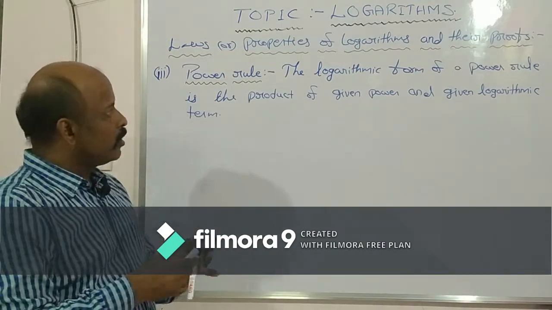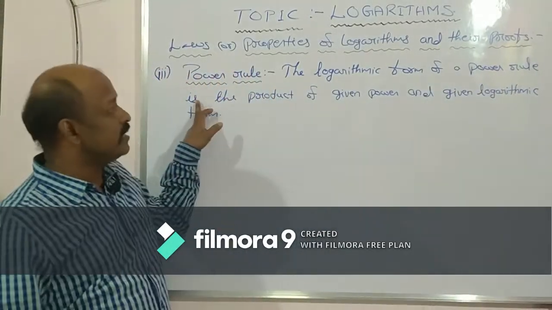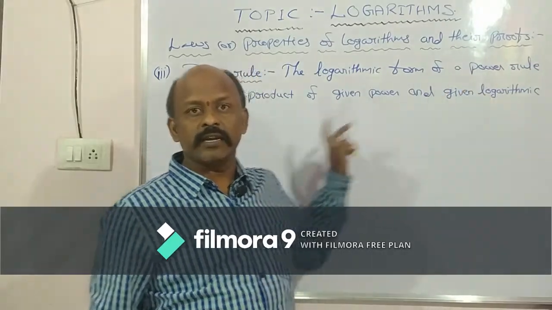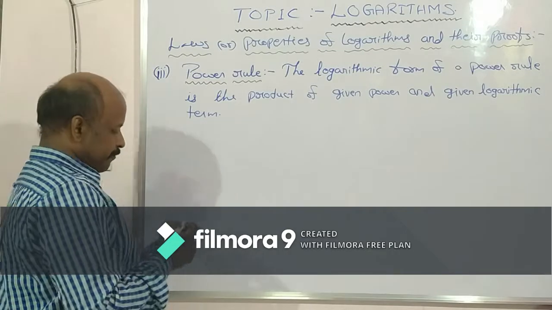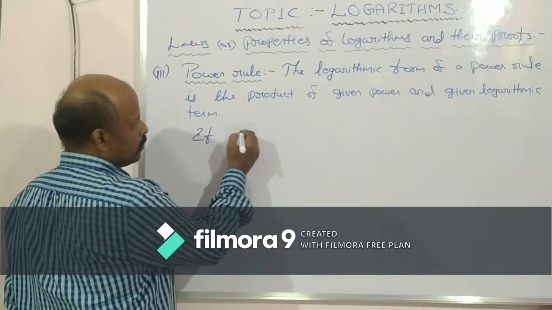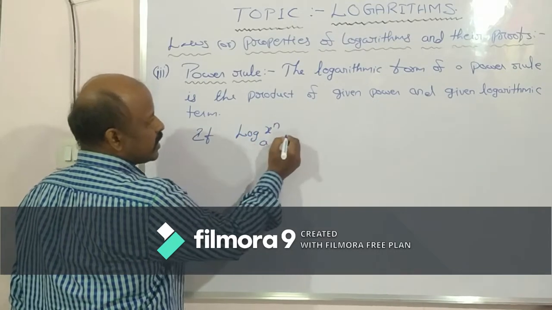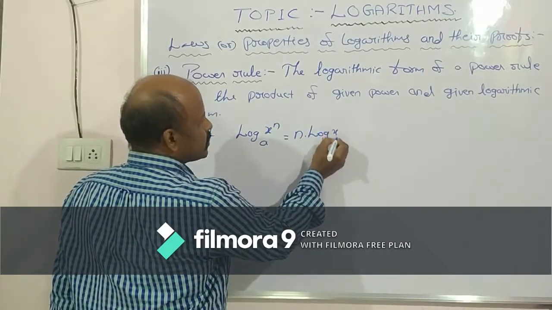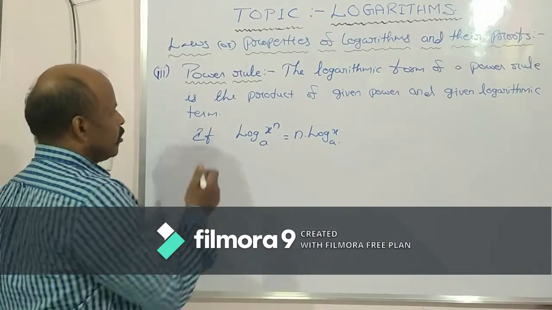What is that power rule? The logarithmic form of a power rule is the product of given power and the given logarithmic term. That is, log x power n base a is equal to n log x base a. This is the power rule.